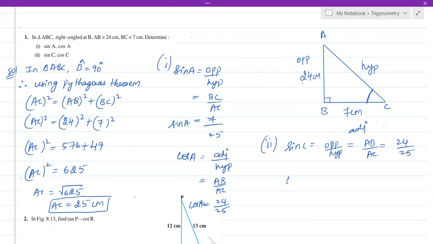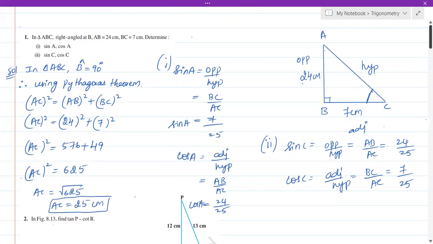Let's find cos C. Cos is adjacent by hypotenuse always. Now which is the adjacent? BC, and which is the hypotenuse? AC. So 7 by 25. Remember, if you change the angle, earlier it was A, now it is at C. Only the opposite and adjacent swap, they exchange. But the hypotenuse remains the same.